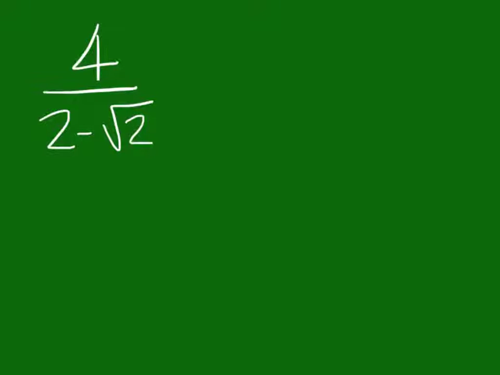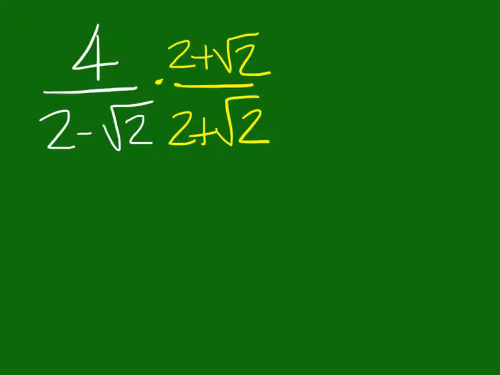What you have to do in this case is multiply the top and the bottom by the same quantity but the different sign. So the top and the bottom by 2 plus the square root of 2. We're using the opposite sign from the bottom. Now when you go to multiply straight across on the top, you're going to distribute the 4 to each of these items. So you have 4 times 2. That would be 8.